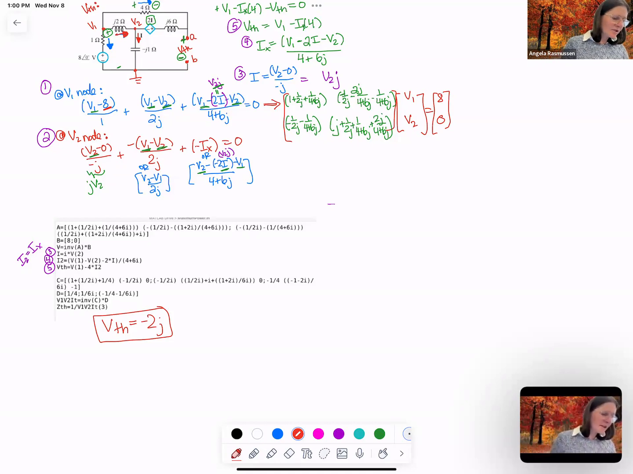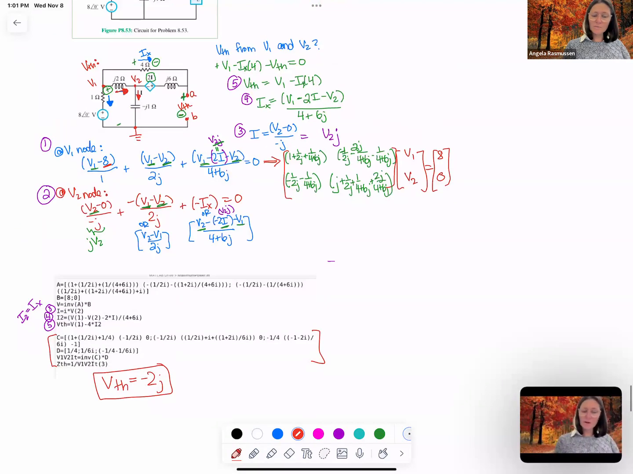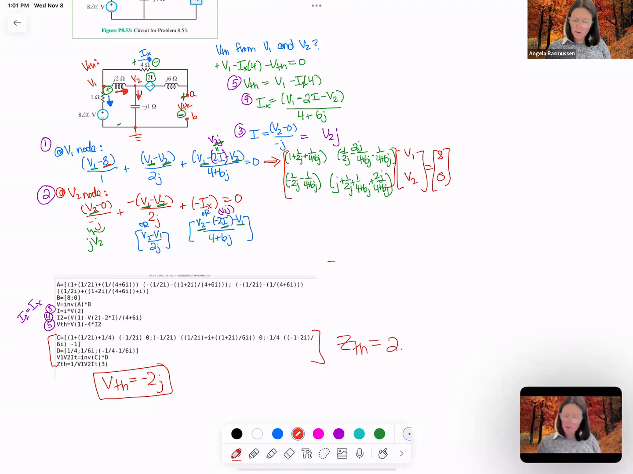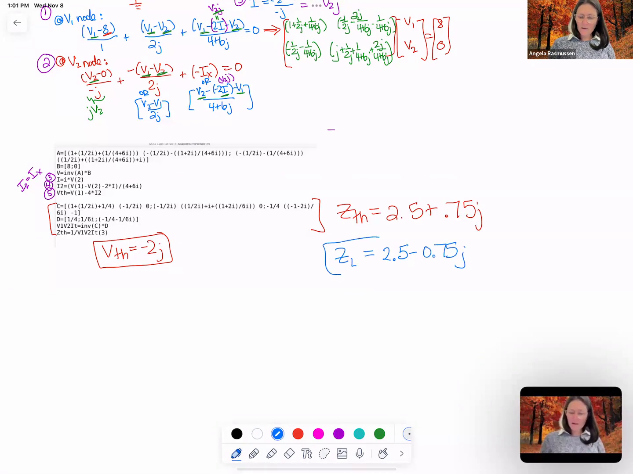Oh, here we go. Okay, ZTH ended up being... so this is going into material where I'm not going to be requiring you to do Thevenin for dependent sources. So I'm going to skip that step of solving for that one. That's the second section of the MATLAB. And so this yielded 2.5 plus 0.75j. So assuming that these were the steps of getting it, what will ZL be here? Correct. So that would be our load.